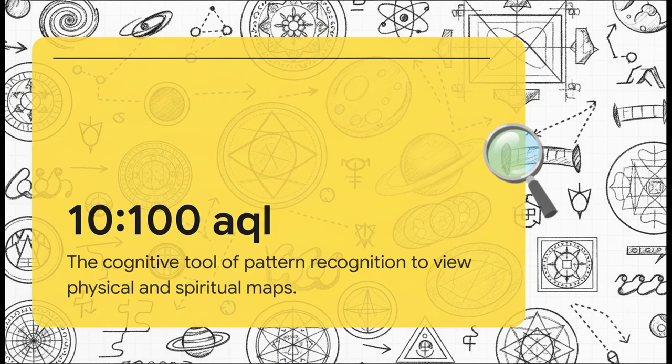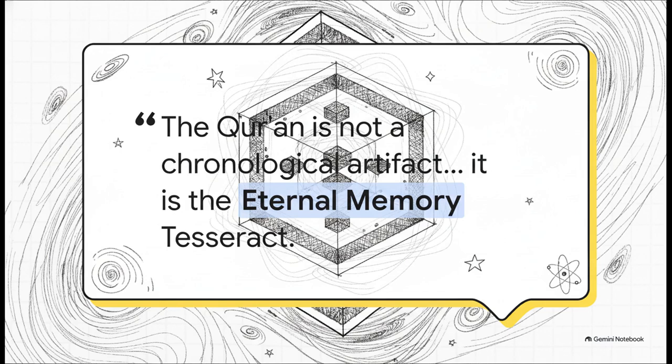The source material urges the reader to wake up from Tagud, which means false constructs, and use the specific pattern recognition to see how these physical cosmic constants perfectly parallel the spiritual maps of the exact same territory. And here is where the framework makes its absolute boldest claim. Looking objectively at the model, it views the text of the Quran not as a linear historical book, but actually as an eternal memory tesseract.